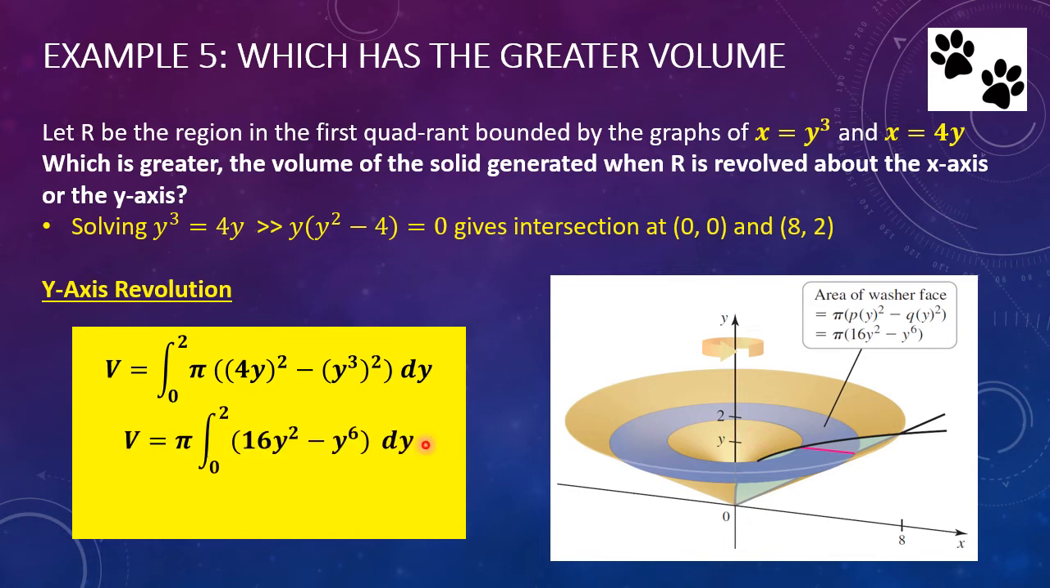And let's finish integrating. Or simplifying first, 4y squared is 16y squared, y cubed squared is y to the 6th, and if we integrate this over 0 to 2, again using the y values, 0 and 2, that's very important here for the limits of integration, we get 512 over 21. Not a very difficult problem.